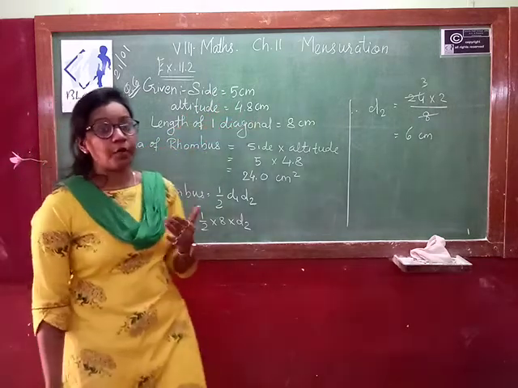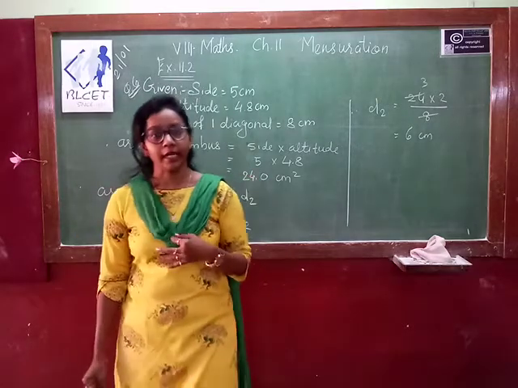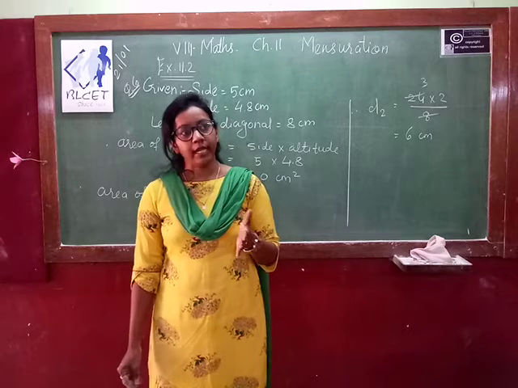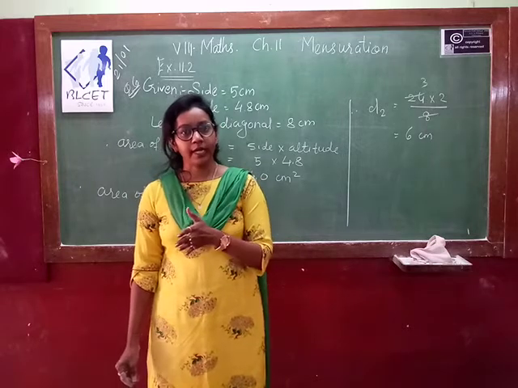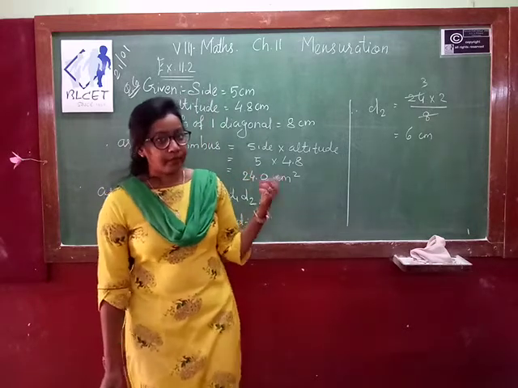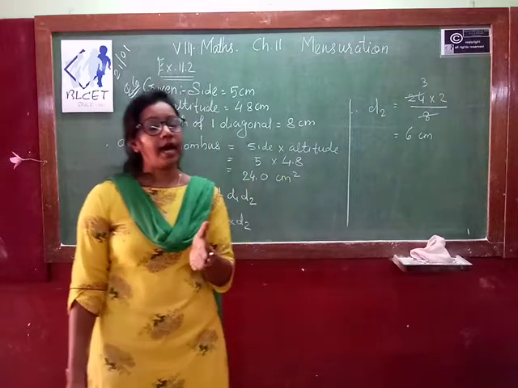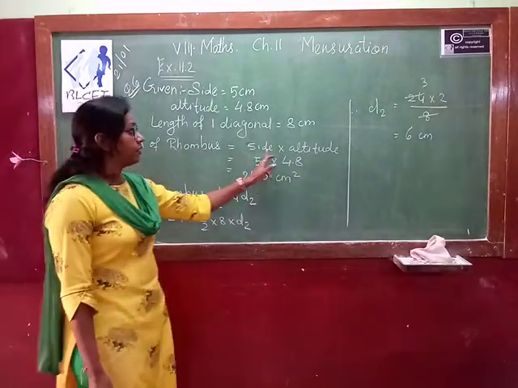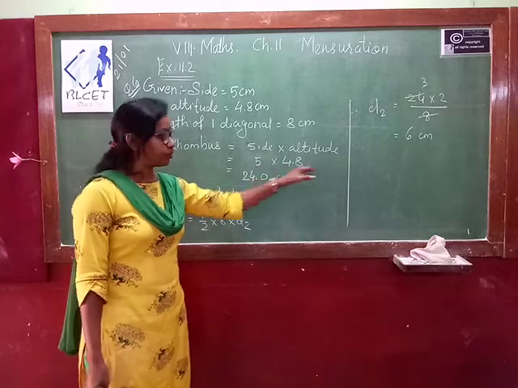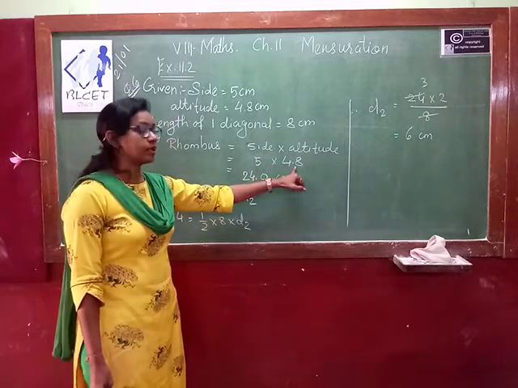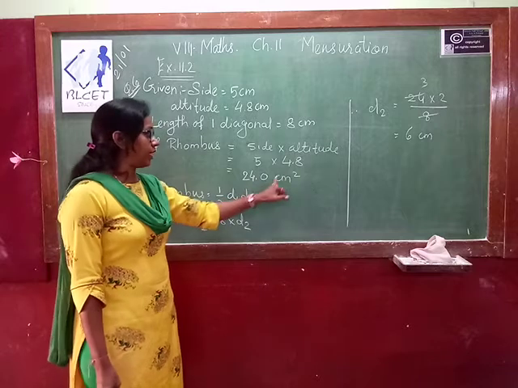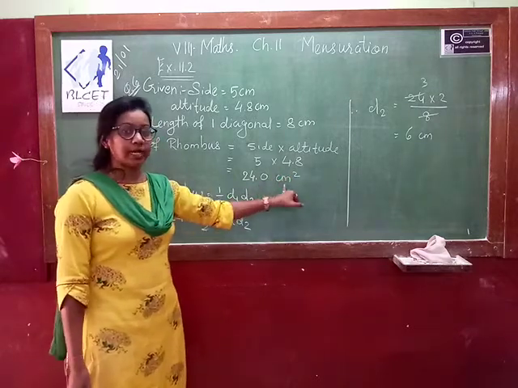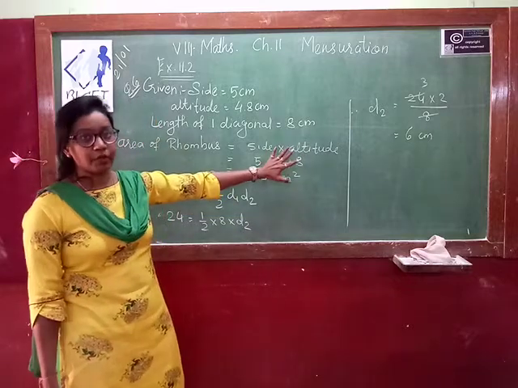So we know that rhombus is also one kind of quadrilateral and it possesses all the properties of quadrilateral. So we know that area of quadrilateral is what? Base into height, and here base is side and height is altitude. So what we can write? Area of rhombus is equal to side into altitude. So side is 5 cm and altitude is 4.8 cm. When you do the multiplication, 4.8 into 5 will give you 24.0 cm square. This is the area of rhombus.